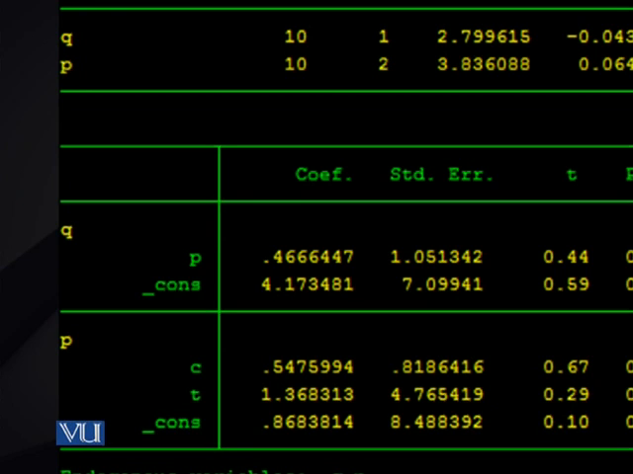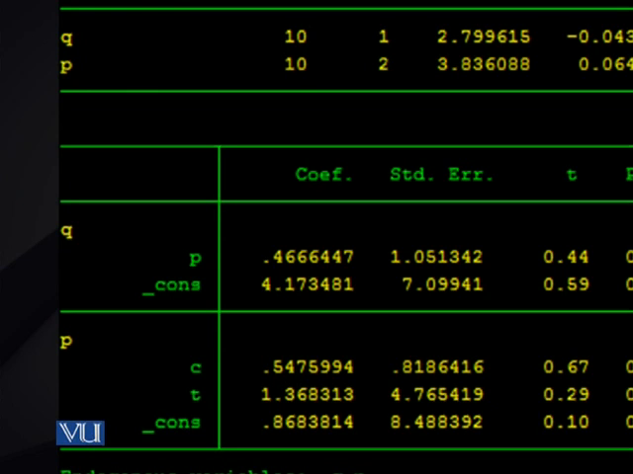You can just copy this table, copy the results, right click and say copy table, and then paste into Microsoft Word or whatever you want. You can even export these results by using some commands that are not built into Stata, but you can download the module and just install it.